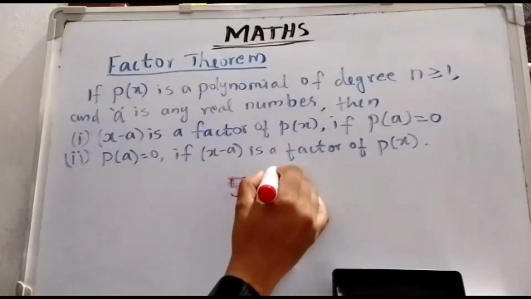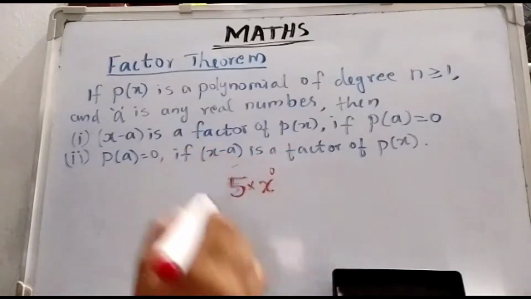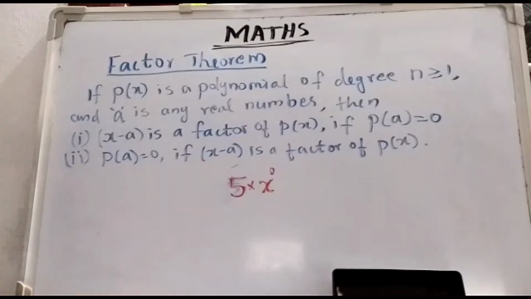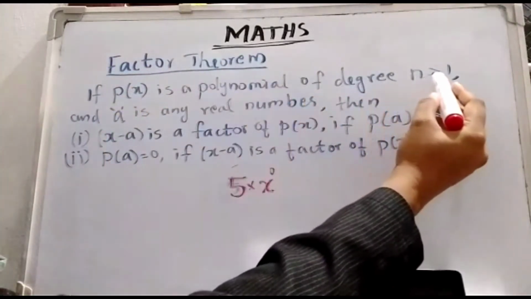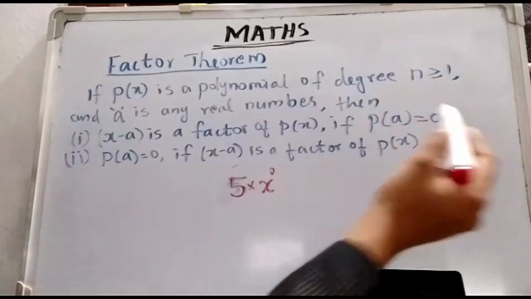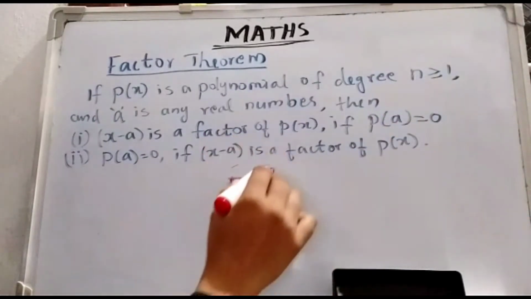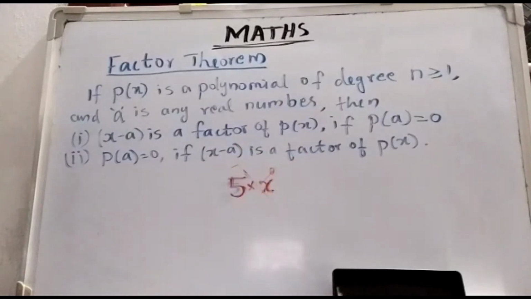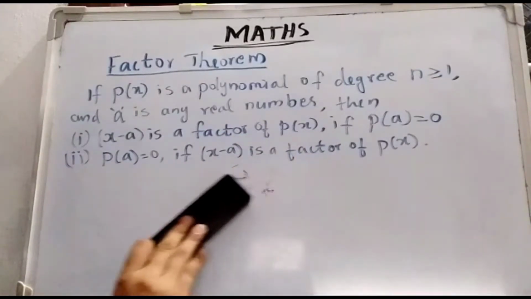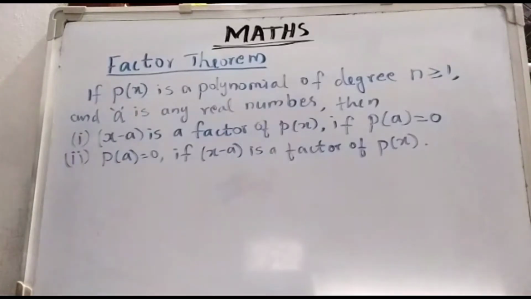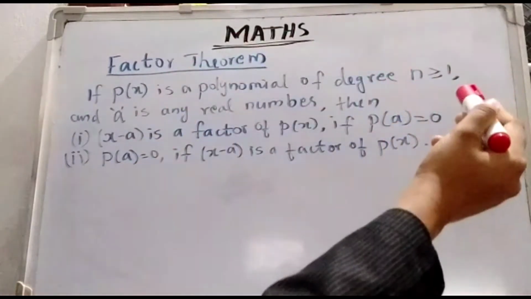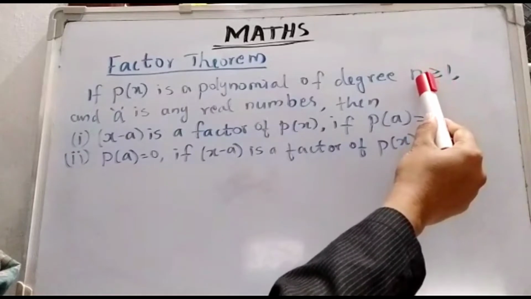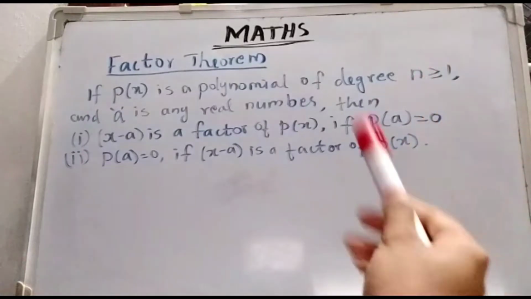So the degree of this polynomial is 0. For factor theorem, the degree of the polynomial should be equal to 1 or greater than 1. Here the degree is less than 1, so we cannot apply factor theorem for this type of polynomial. That is the meaning of n greater than or equal to 1. We are applying factor theorem only for polynomials having degree n greater than or equal to 1.